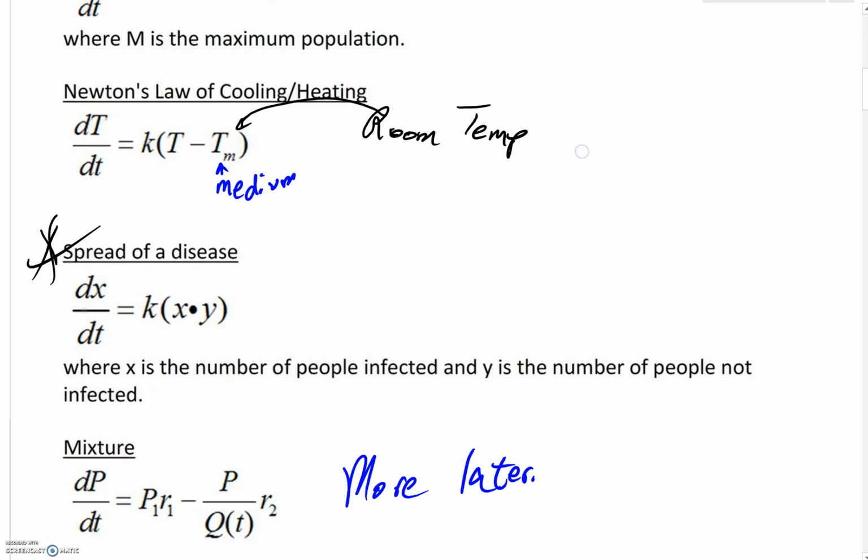Spread of disease. Wow, this time of year too with flu season. This can be very interesting. A differential equation can represent the growth of the flu or the spread of a disease. Let's just get our definitions. X is the number of people infected. Y is the number of people not infected. What we're seeing is how the number of people infected is changing with respect to time, the growth of that disease, so to speak. It's proportional to the product of the number of people who are infected and the number of people who are not.